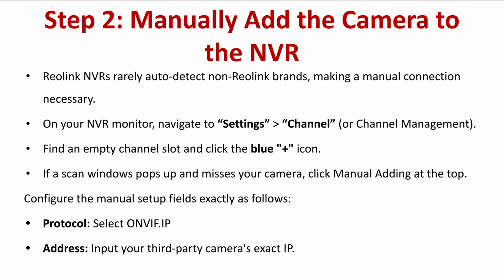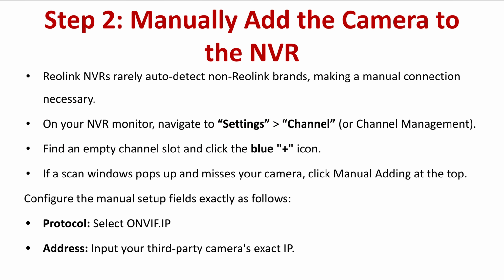Step 2 is manually add the camera to the NVR. Reolink NVRs rarely auto-detect non-Reolink brands, making a manual connection necessary. On your NVR monitor, navigate to Settings, then Channel. Find an empty channel slot and click the blue plus icon. If a scan window pops up and misses your camera, click Manual Adding at the top.